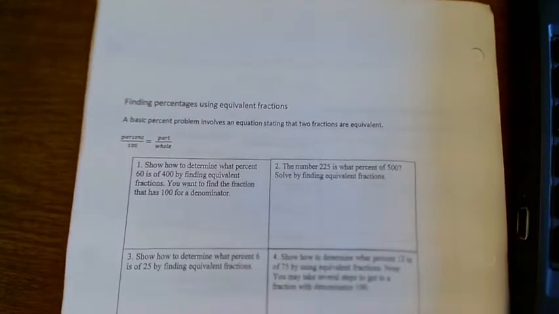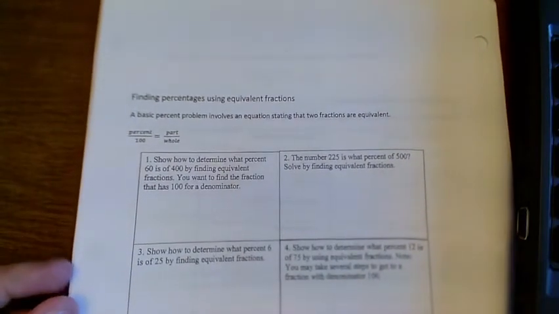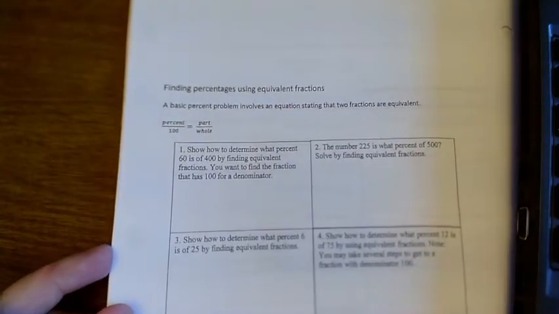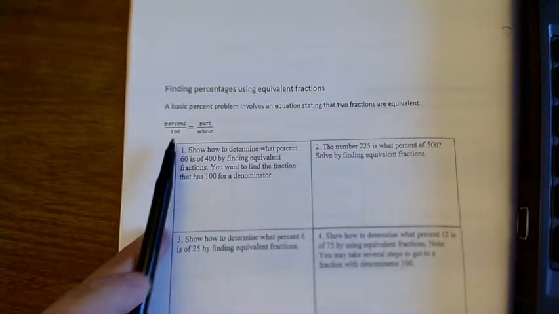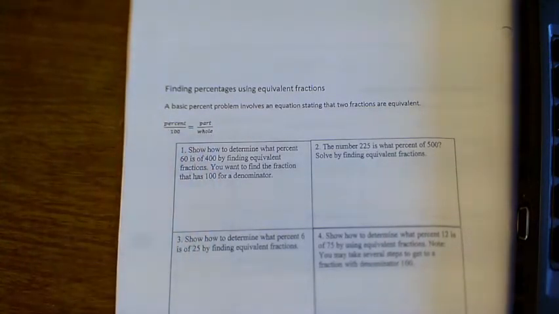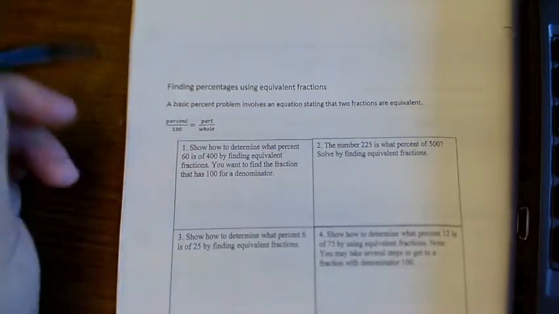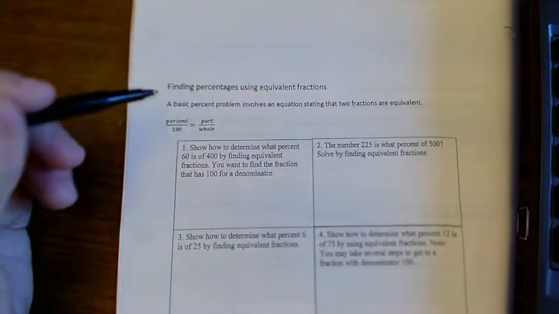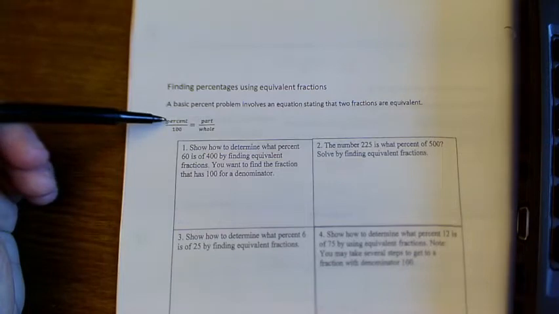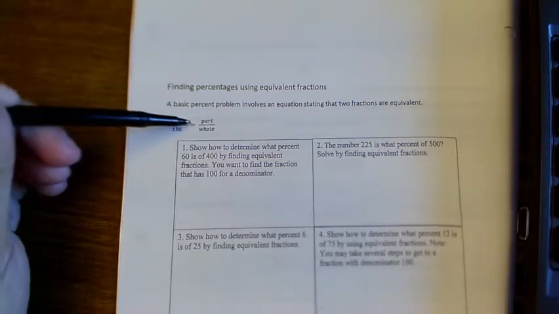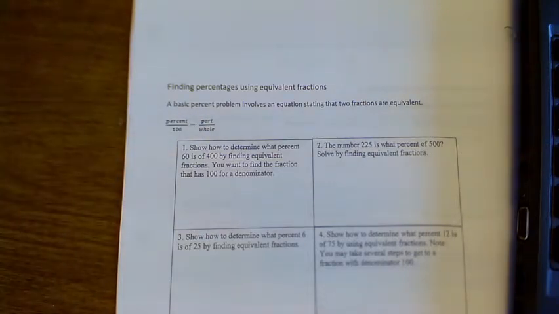All right, moving on to page 260. We can also find percentages instead of mentally. We can use equivalent fractions. So two fractions that are equivalent to each other is a proportion. So maybe you have heard of proportions before. So we can solve percent problems using proportions. So it's a certain percentage out of 100 is equal to the part divided by the whole.